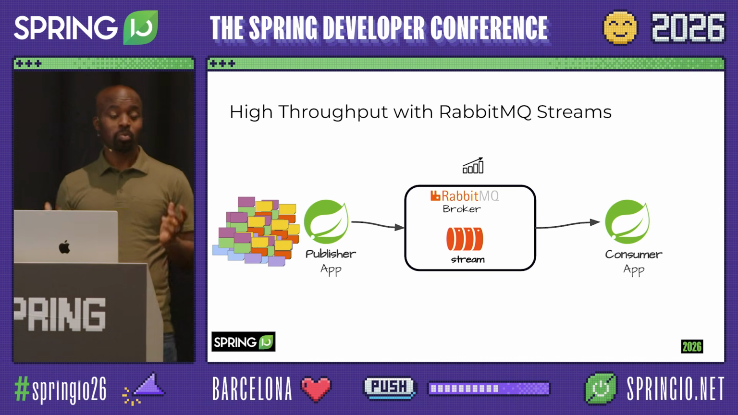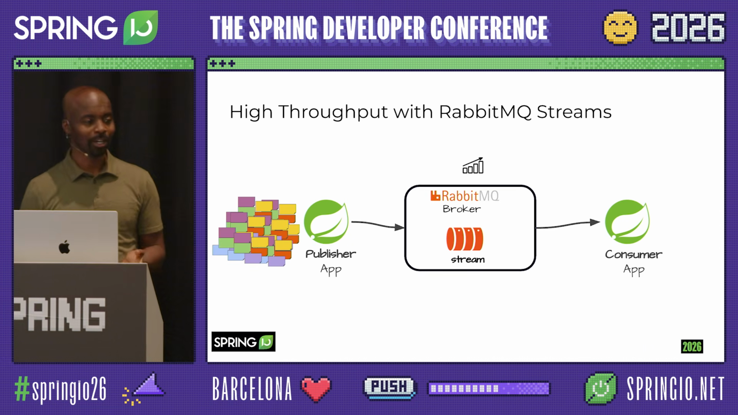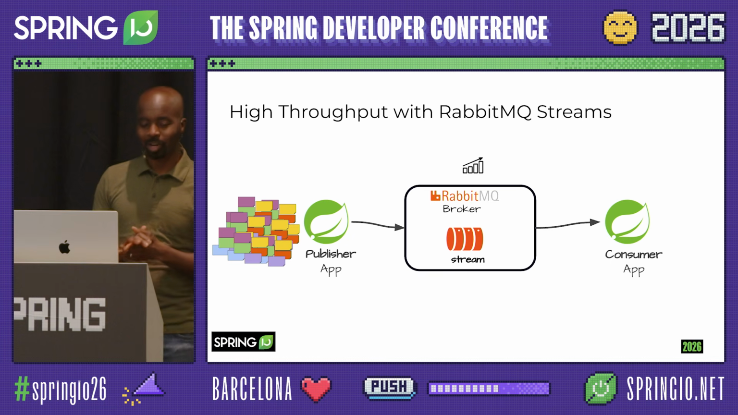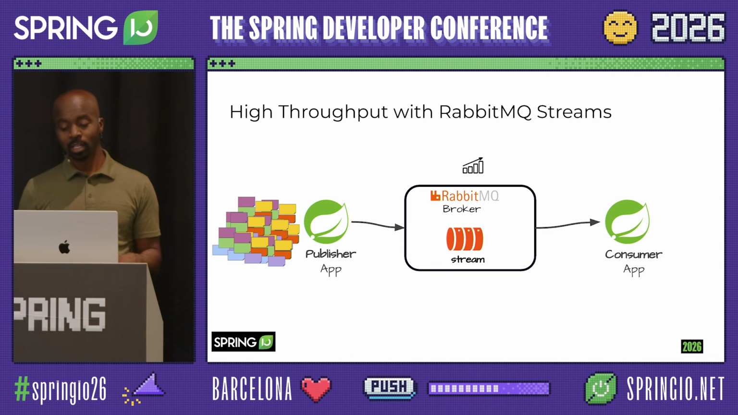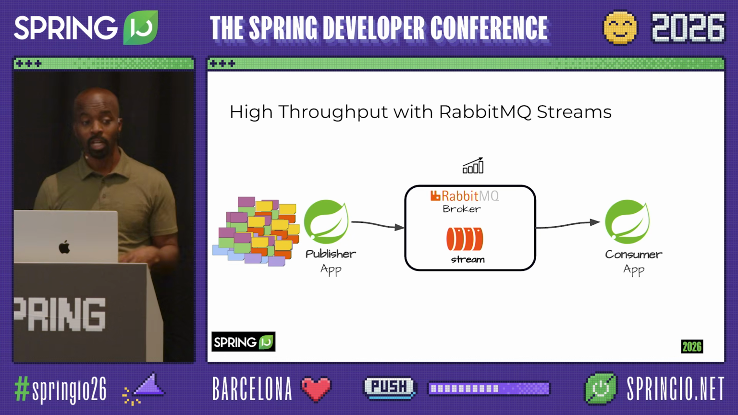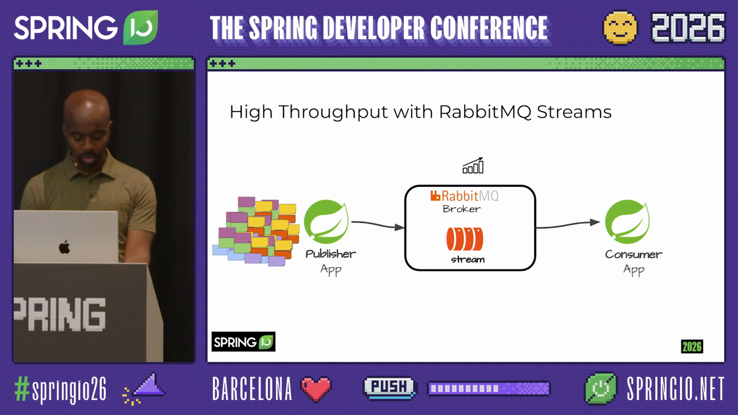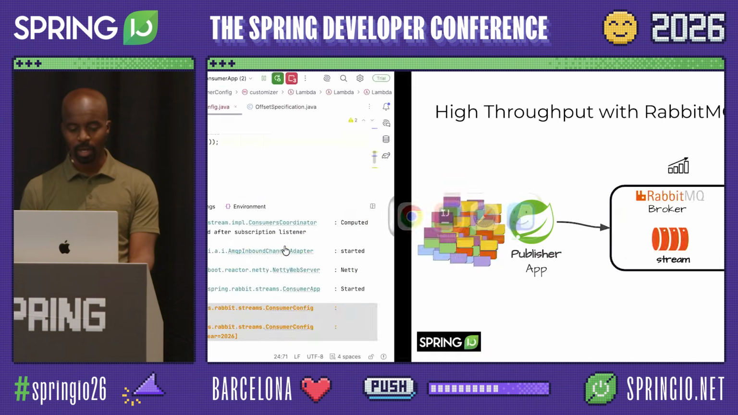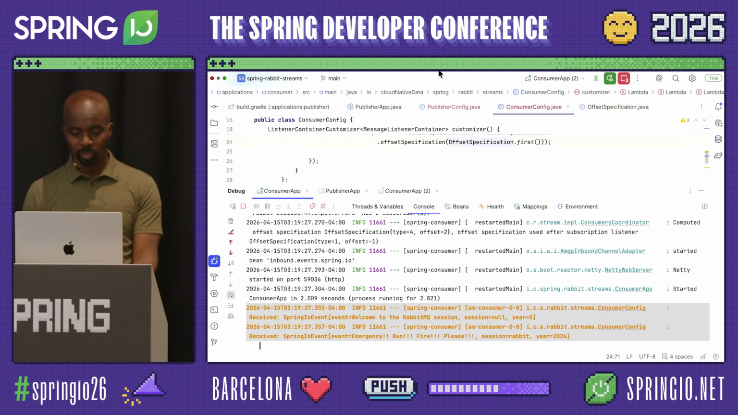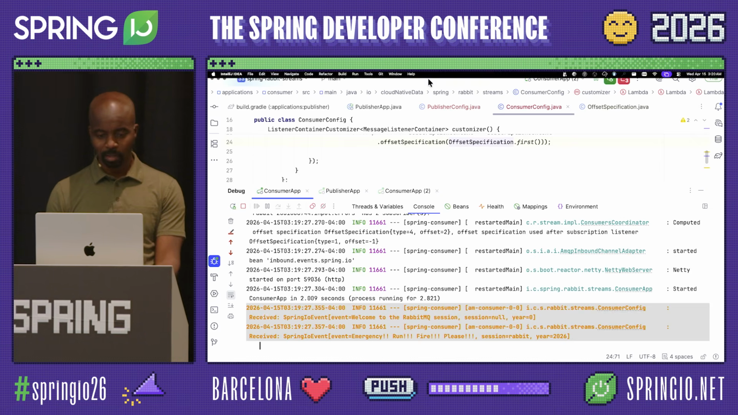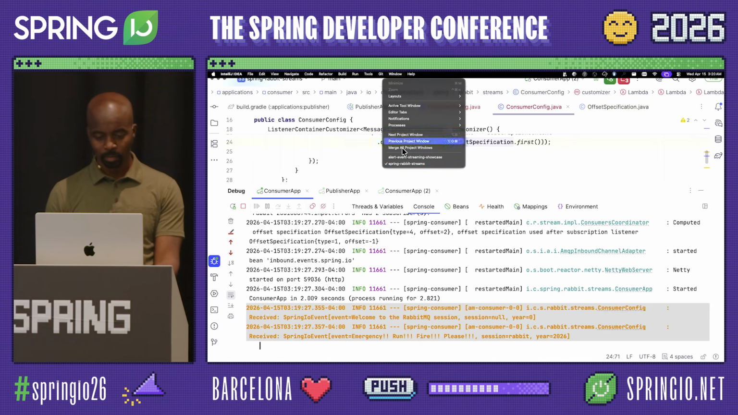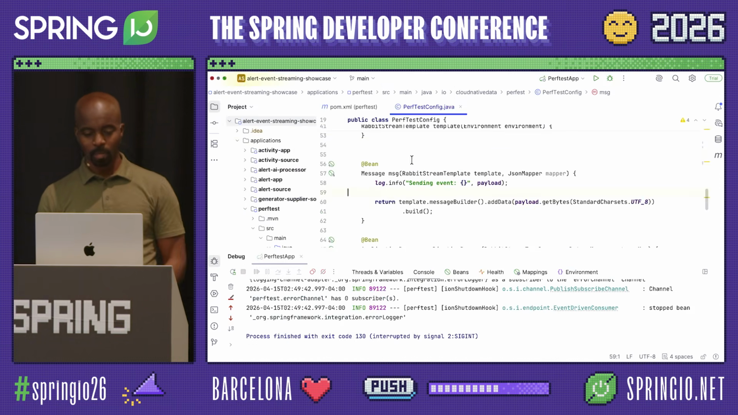But the Rabbit product team, which I am a huge fan of, did an outstanding job of developing not only this new data type, but also the protocol that's used to send it. And it's extremely optimized. So now you get really high throughput. So I'm going to show you what I mean by high throughput. I'm actually going to hop over to another instance of an application. And I'm going to walk through some code.